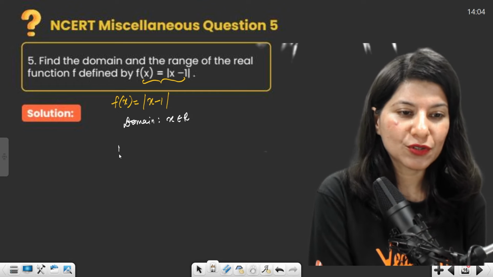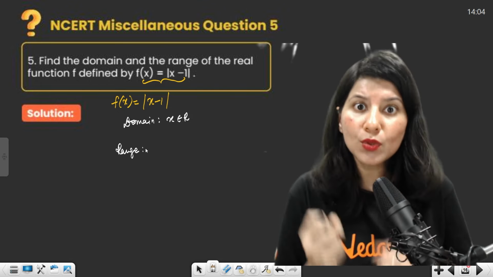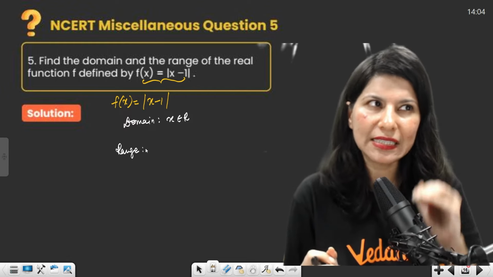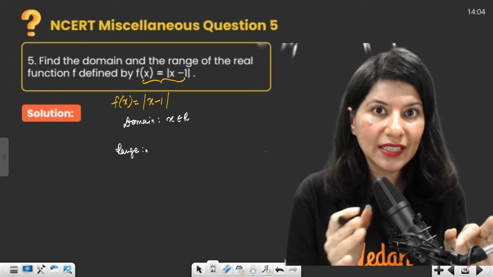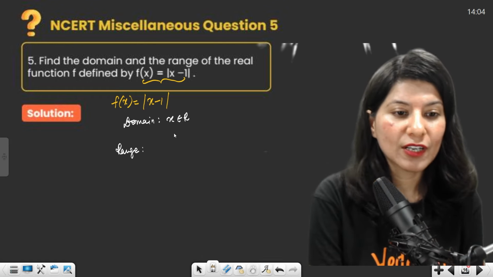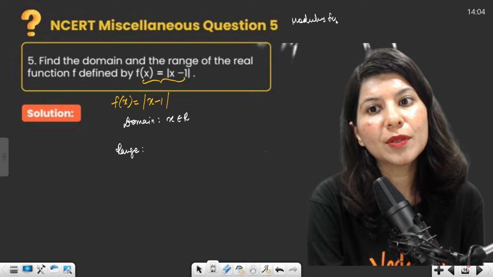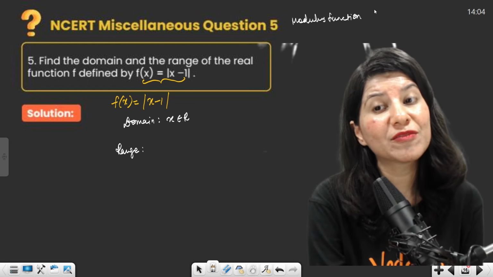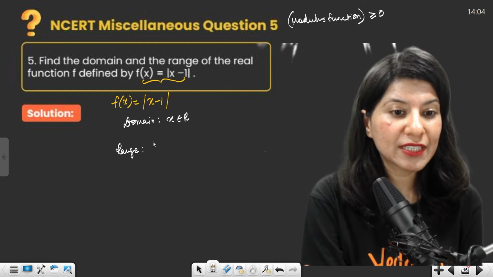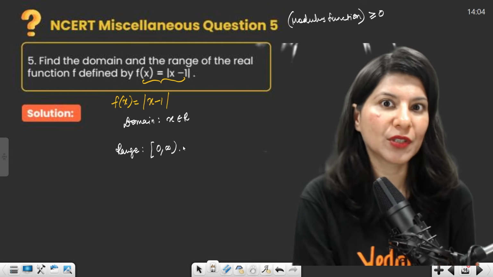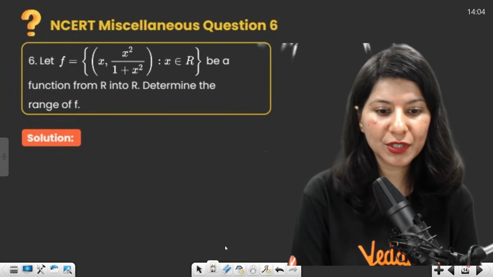But what about range? You must understand the outcome of the modulus value is always either 0 or positive. That means it can never be negative, right? It is always non-negative. So modulus function means output will be non-negative. Non-negative means greater than or equals to 0. So range will be 0 to infinity because of the modulus function. Question number 5, easy peasy lemon squeezy, if you know about the modulus function.